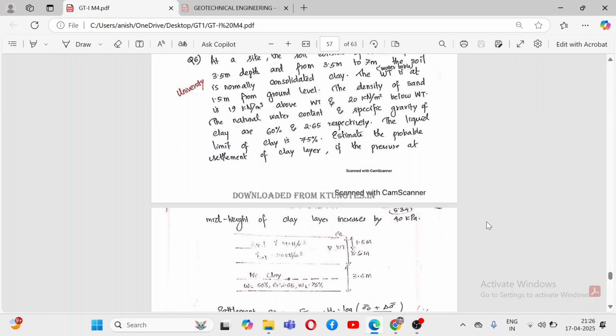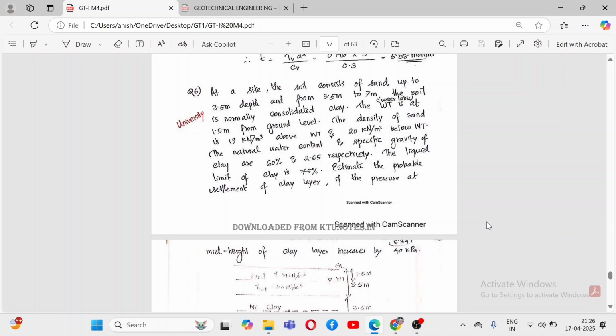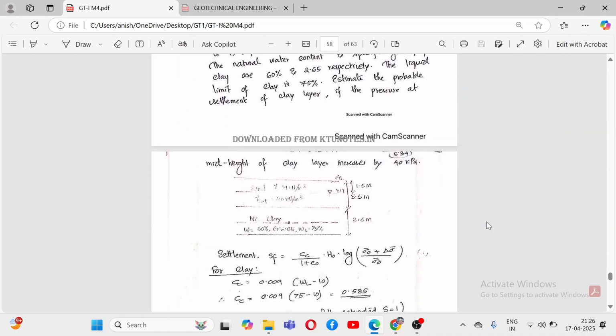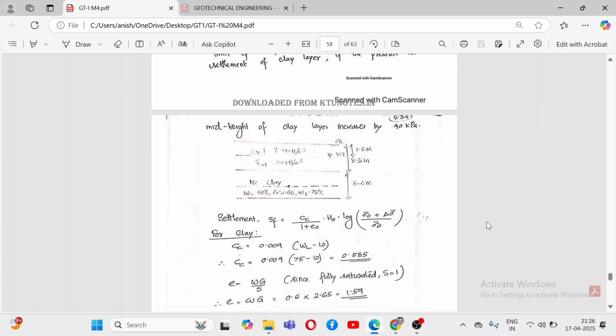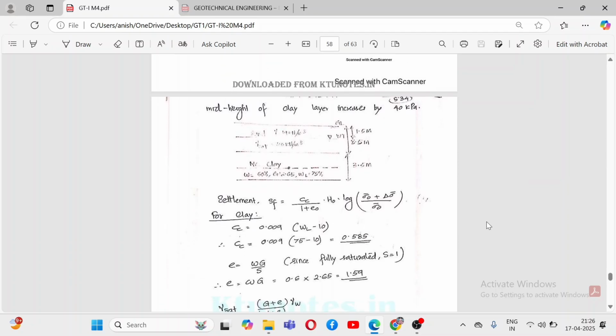So we have to find the settlement, right? What is the equation for final settlement? SF equals Cc divided by 1 plus e naught, times H naught, times log of sigma naught dash plus delta sigma dash divided by sigma naught dash. So what is Cc? For clay, Cc is equal to, from the theory portion, 0.009 multiplied by WL minus 10. You have the liquid limit of 75%. You substitute and you get Cc.